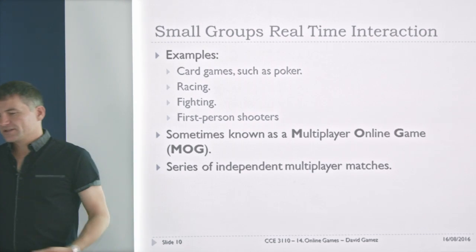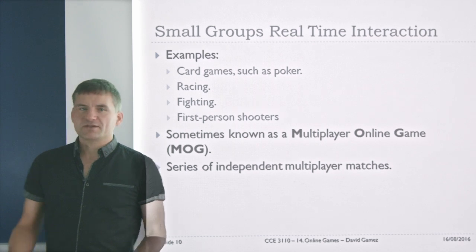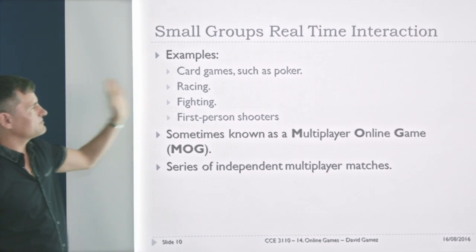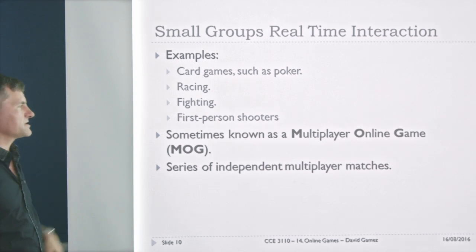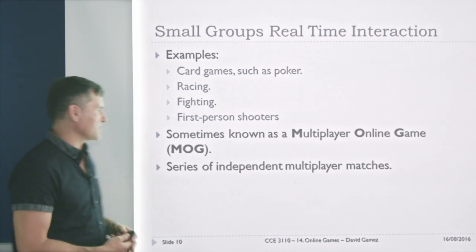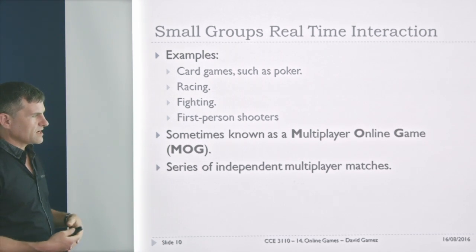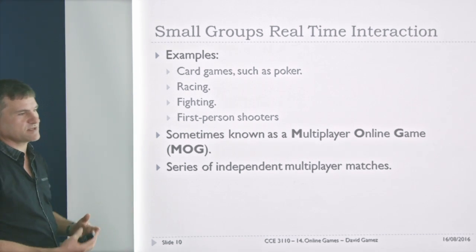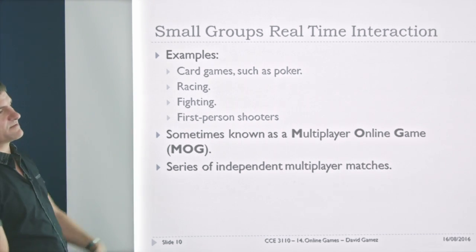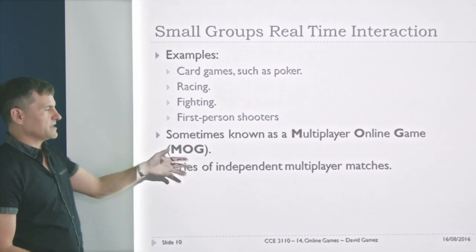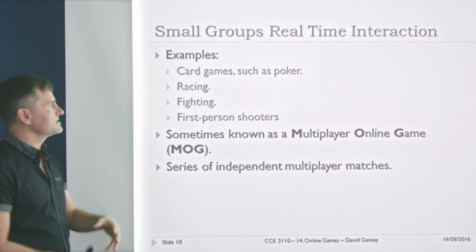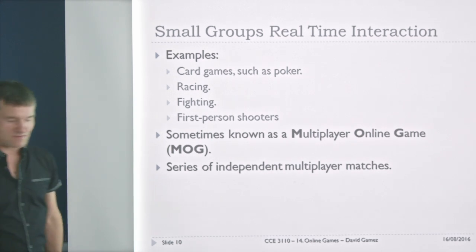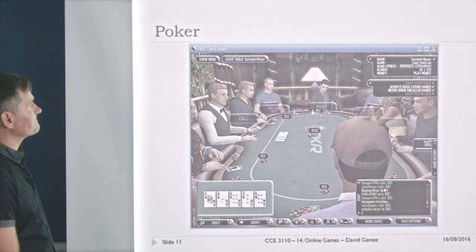And then the third type of game is small groups interacting in real time. So we've got card games such as poker, racing, fighting, first-person shooters, sometimes known as multiplayer online games. And typically you have a series of self-contained independent multiplayer matches. It's not like some epic world is unfolding over hundreds of years. It's just a short race, a short fight, maybe 5 minutes, maybe 10 minutes, and then job done, all finished, everyone goes home, has a cup of tea.